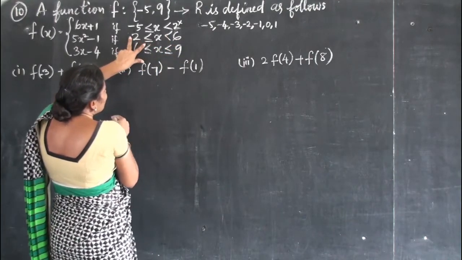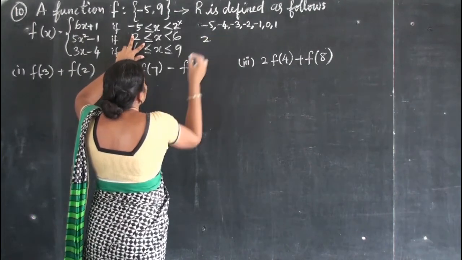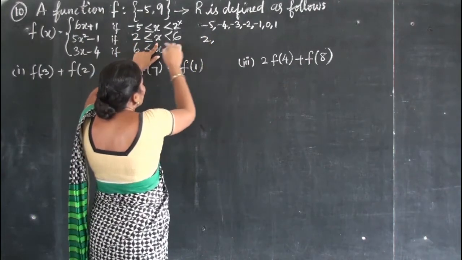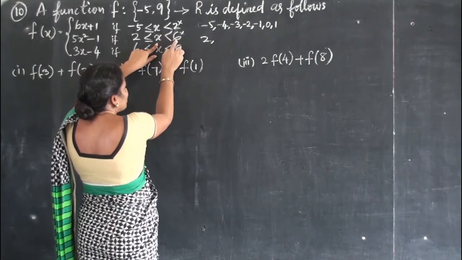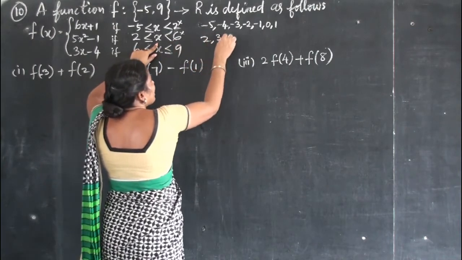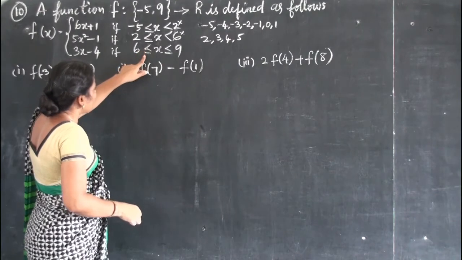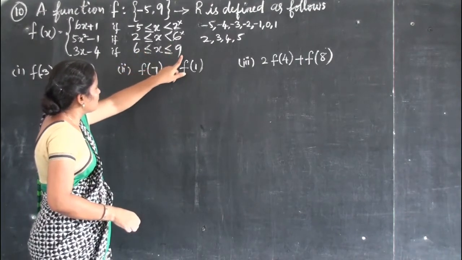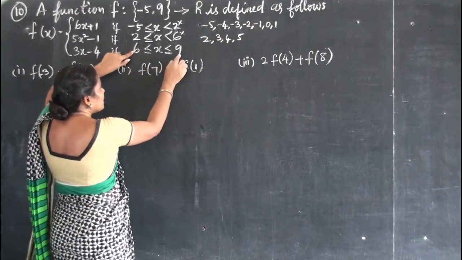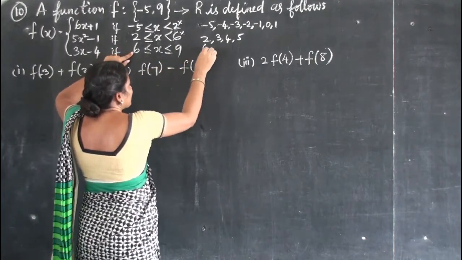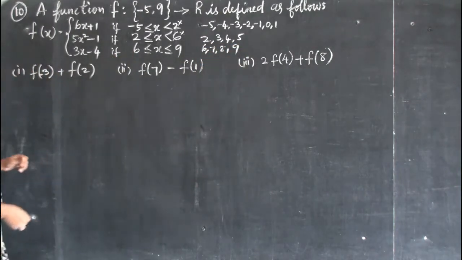So here also it is less than or equal to 2. So take 2, then up to 6. You should not apply 6, it is only less than. So don't take 6: 2, 3, 4 and 5. Then 6 less than or equal to x, less than or equal to 9. Both the values are less than or equal to, so you have to take both 9 and 6. So after 6: 7, 8, 9. Okay. Now let us move on to the first question.